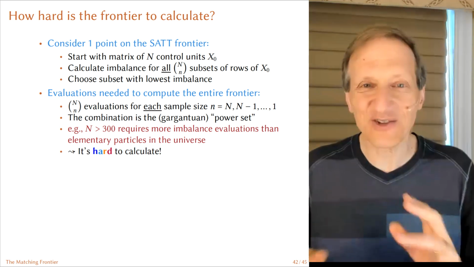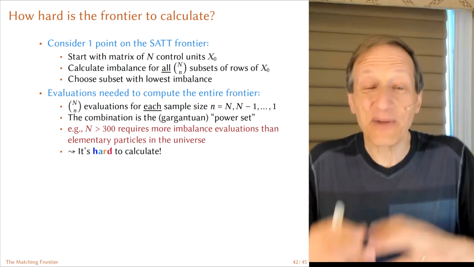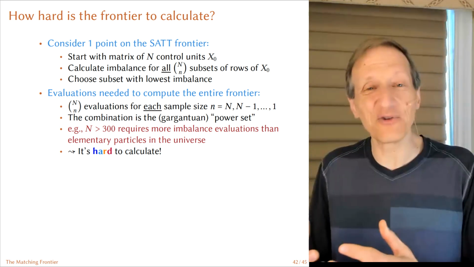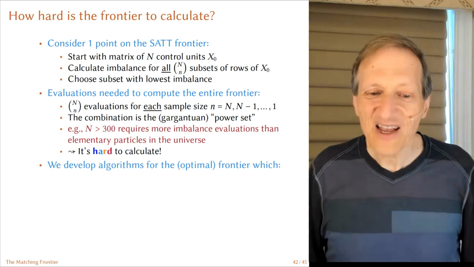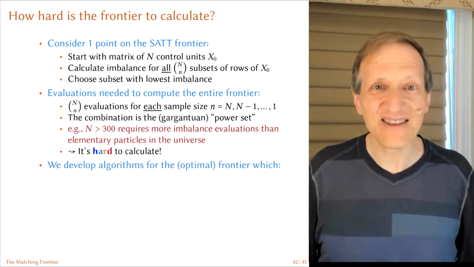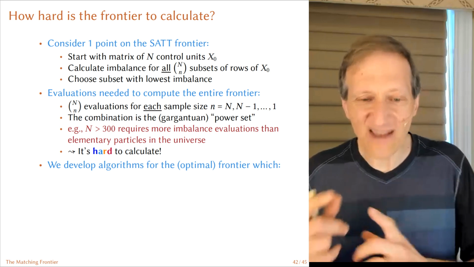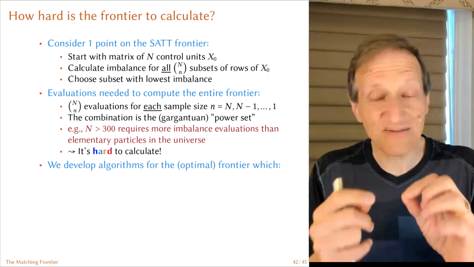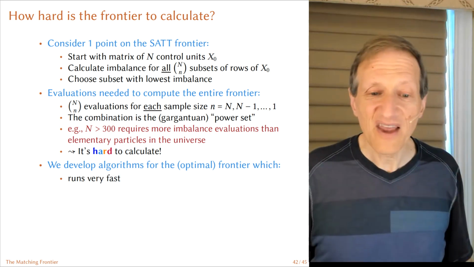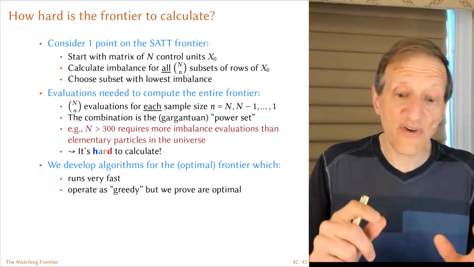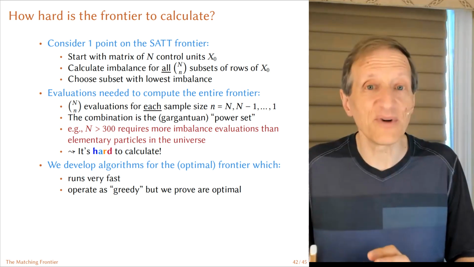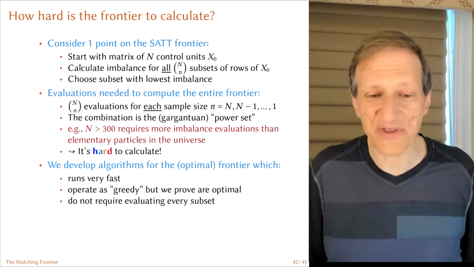So going to the frontier, you can see why people didn't start with the frontier. They started with these methods that produced something that sort of seemed reasonable. Rich and I, in this paper, figured out ways of calculating matched data sets from the frontier. They run fast. They operate as greedy algorithms, so they're fast, but it turns out we proved that they're optimal, the particular algorithms we came up with.